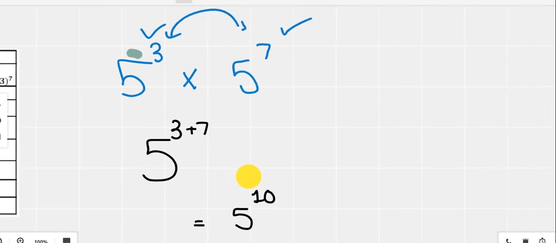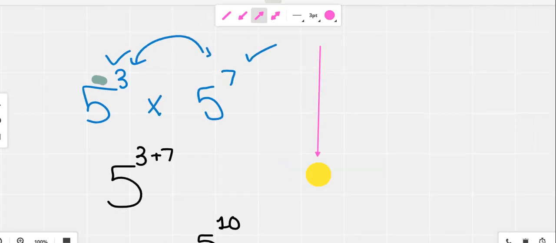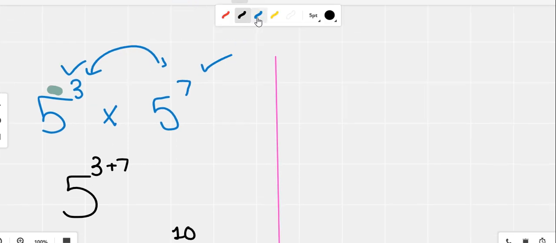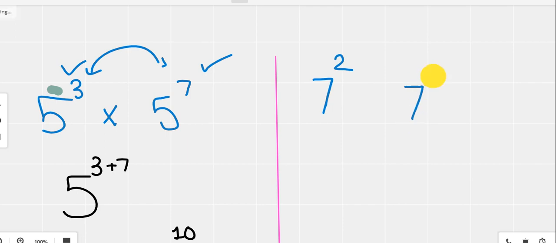Let's take one more example. We have, let's say, 7 to the power of 2, and the next one is 7 to the power of minus 1, because numbers are integers, they can be positive and they can be negative, and still you have a multiply sign in the middle. So would you be able to use this multiplication rule? Yes, we can use that multiplication law because there is a multiply sign in the middle.